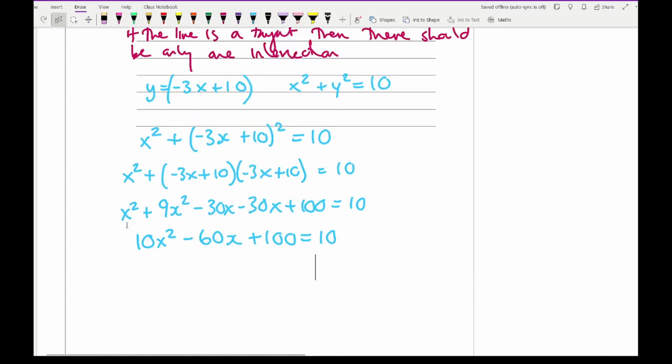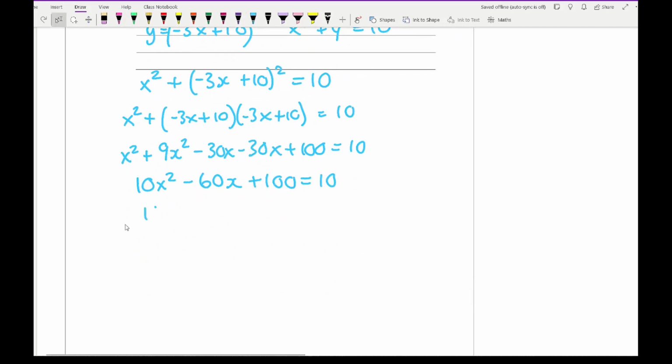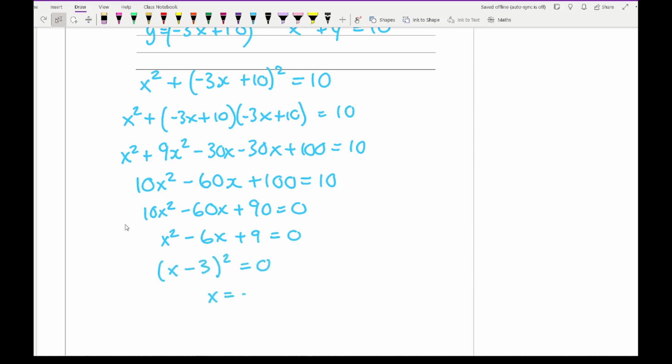You can see how it slowly starts to take the form of a quadratic. So I've got 10x squared minus 60x plus 90 equals 0. Divide everything by 10, so I end up with x squared minus 6x plus 9 equals 0. I can then factorize this, so I've got (x minus 3) squared equals 0. So x equals 3. Then if x equals 3, using the equation y equals minus 3x plus 10, y equals minus 3 times 3 plus 10, which is minus 9 plus 10, which is 1.